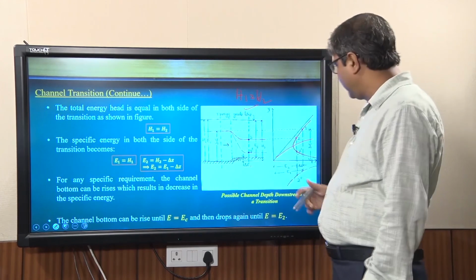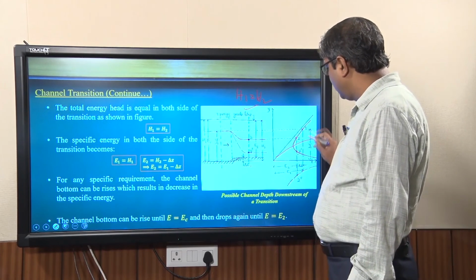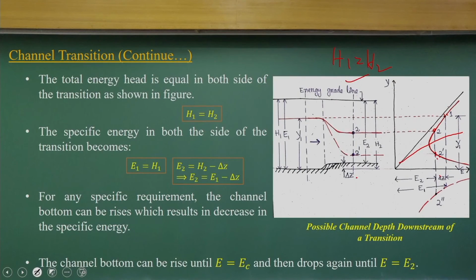at points where the flow will change from subcritical to supercritical. So if you look at this curve, if the flow at point 1 is subcritical, then the solution is 2. If the flow is supercritical, the solution could be 2 dash. That is the understanding we can build.